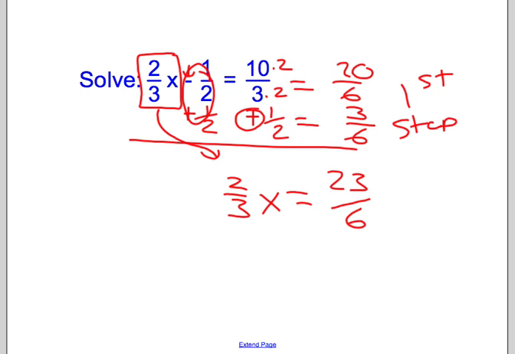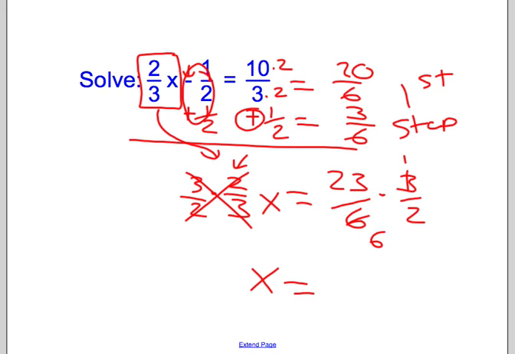Now we want to multiply or divide. We're going to multiply by the reciprocal of the coefficient, 3/2. That'll get my x by itself, so I multiply this side by 3/2. Boom, boom, that all goes away. So you're left with x, and then your 3 and your 6 will reduce to 1 and 2, not 1 and 6.